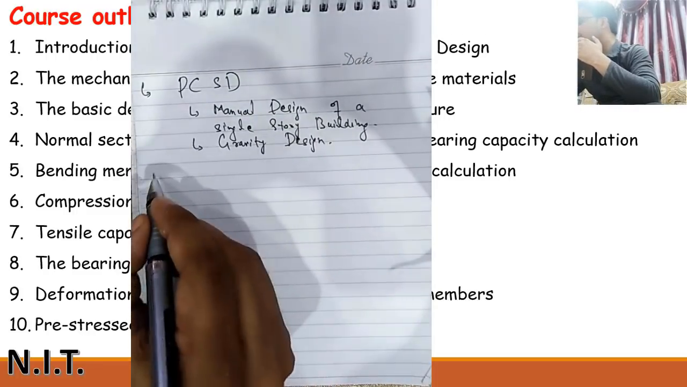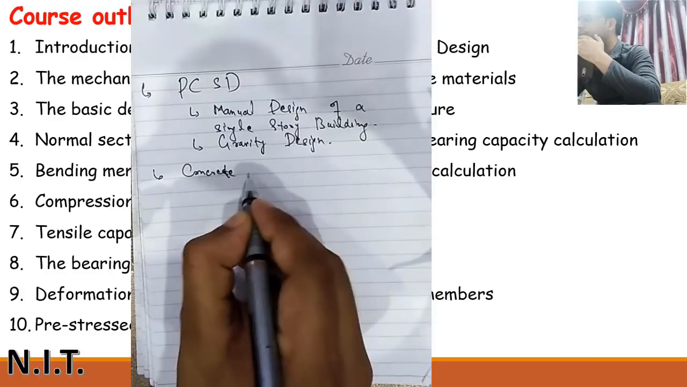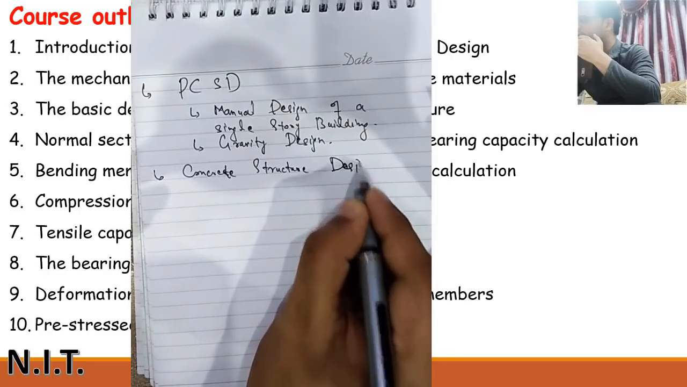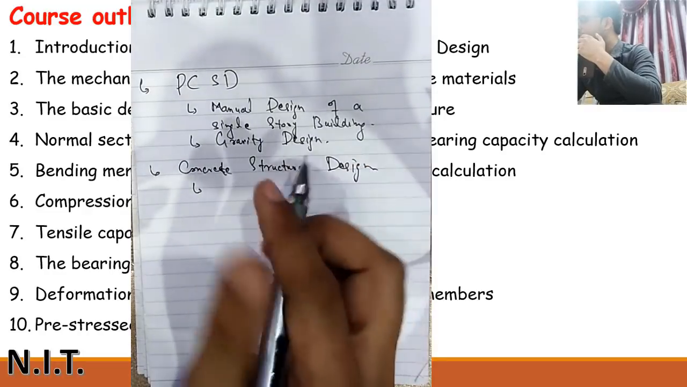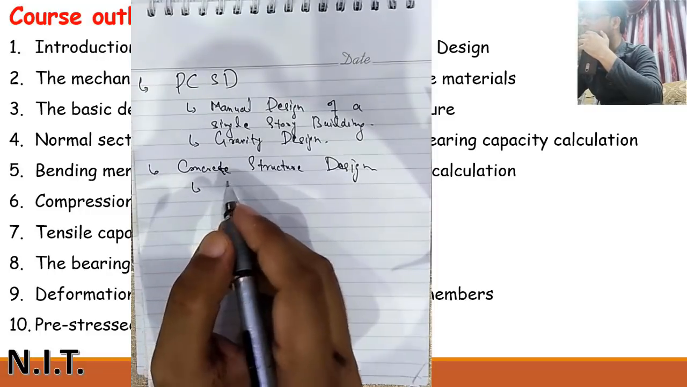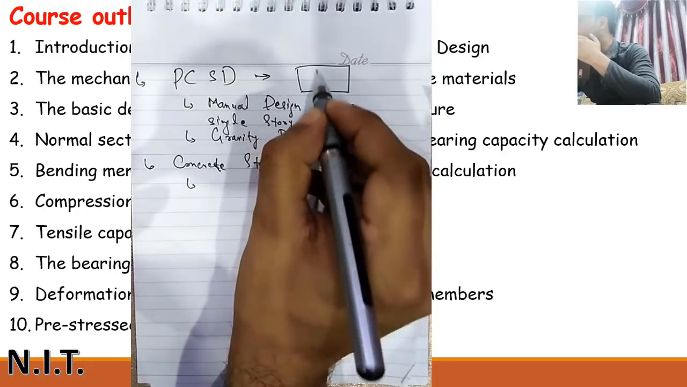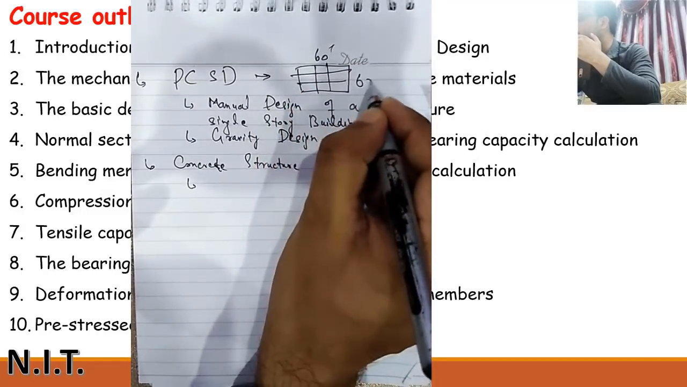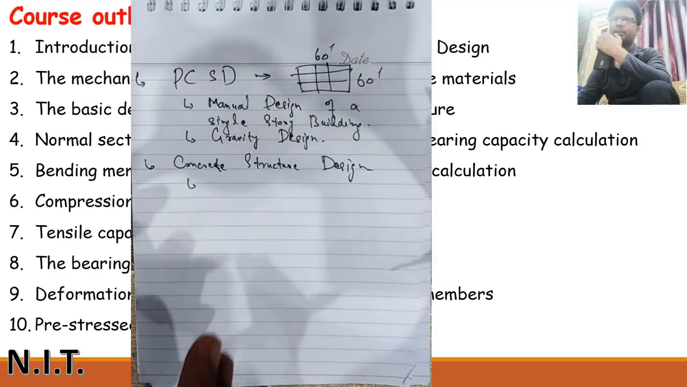And the second course, that is Concrete Structure Design. In this course, what we will study, the same project, same design. I will assign you a project in this course, like 3x3 span of a building, 60 feet in this direction and 60 feet in this direction. You will design this single story building by the assigned loads.